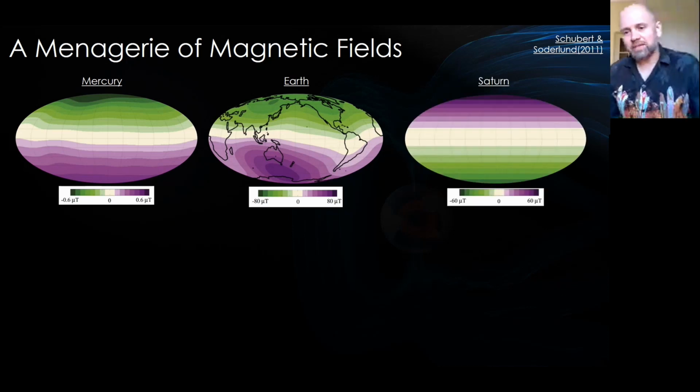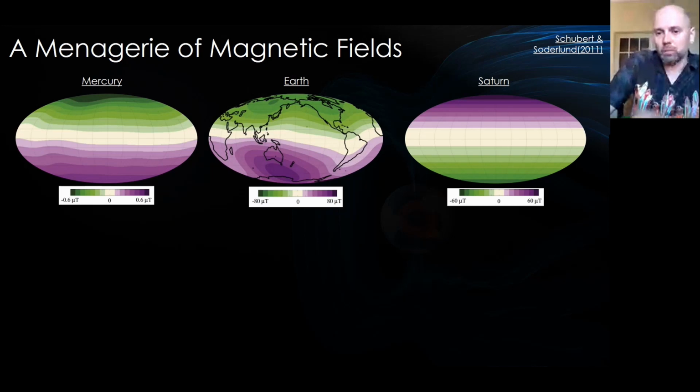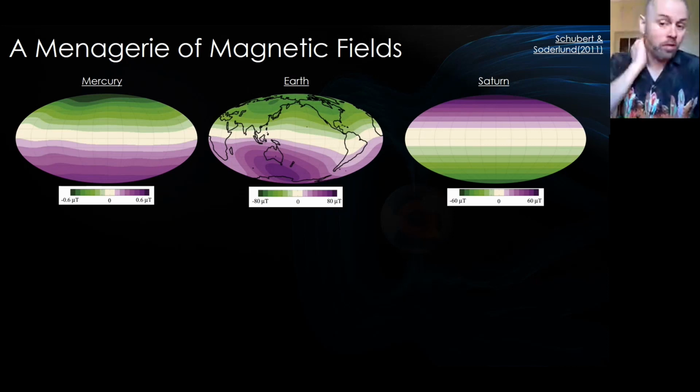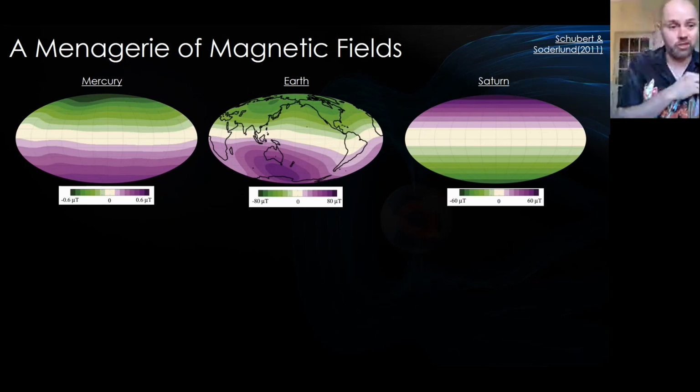You look at Saturn's magnetic field. Saturn's magnetic field is remarkable because it displays almost no longitudinal variations. It's almost a perfect axial dipole magnetic field. It doesn't contain the structure that is seen in the other fields.